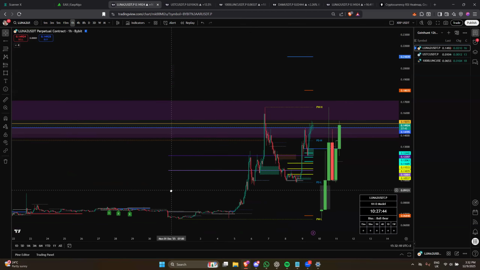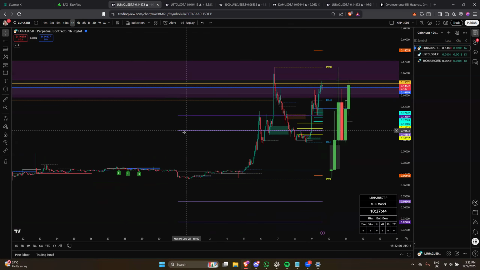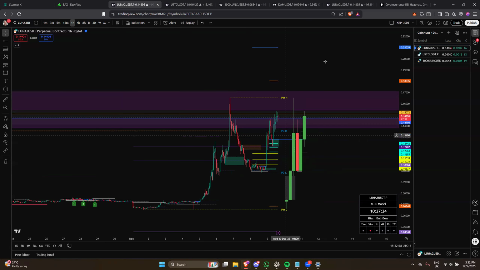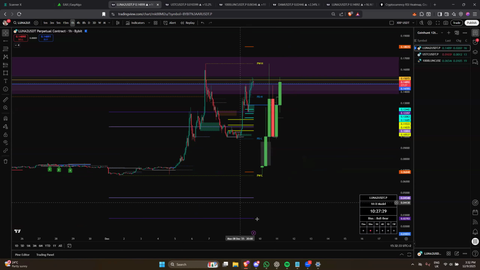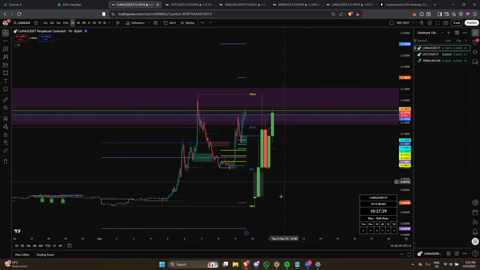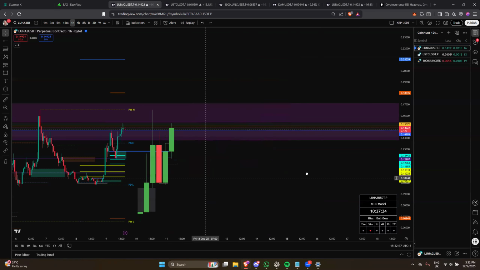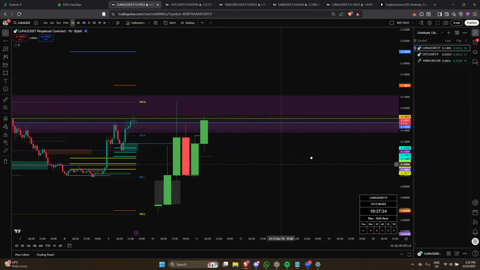So if you have a look now, this is your monthly R2 and your monthly R3 as well. So the purple ones, the light purple one and the dark purple one. That's just how I mark my levels personally, to know exactly where those extreme levels might correspond with the markings for the key levels, for instance.